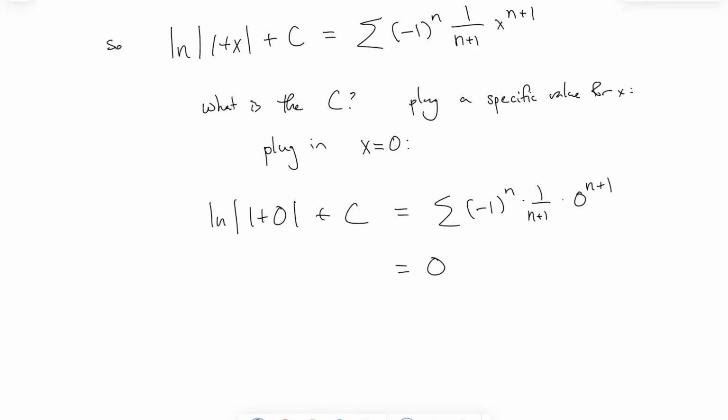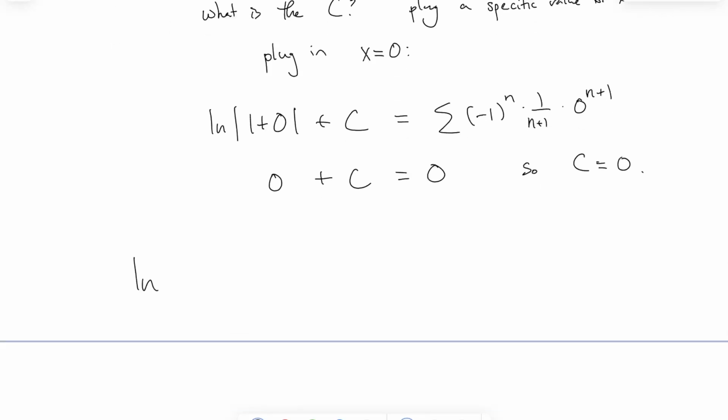On the left, I have ln of 1 plus 0. That's ln of 1. And what is ln of 1? It is also 0. They're showing me the signal again. All right, so that means c equals 0. And so I'm going to write this for real now. This I'm going to put in a box somewhere. And I'm going to write it without the absolute value signs, and I will say a bit about that in a moment. But anyway, the formula is this.